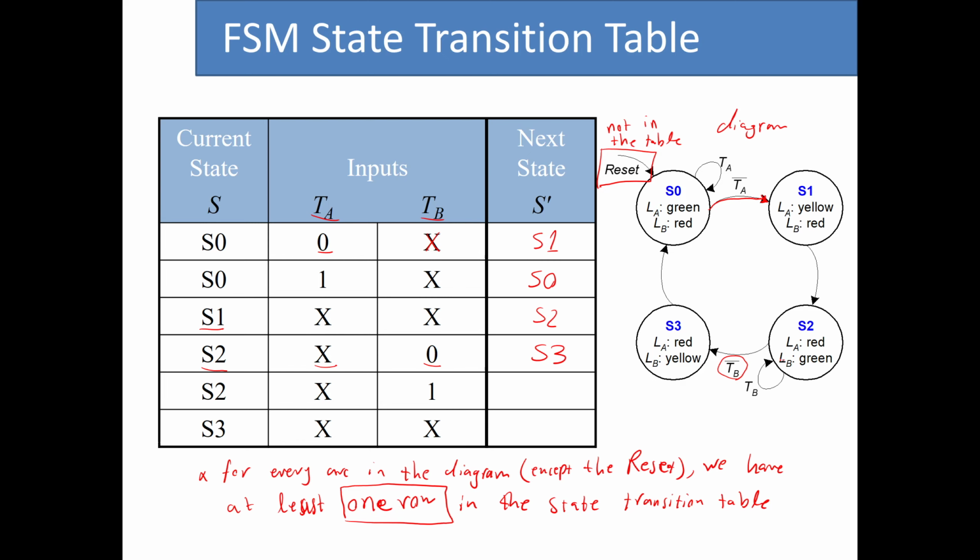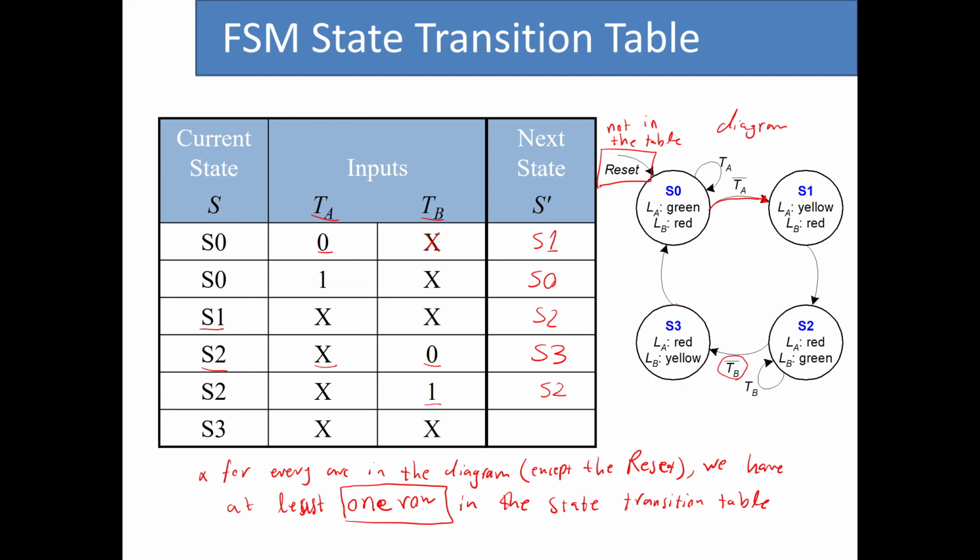Now for this arc, when we are at the state 2 and TB is 1, we remain at the state 2. Again, the value for TA is not important for us. So we have S2 as the current state, TA to be don't care, and TB to be 1, which makes our next state to be S2. So we stay in the same state.